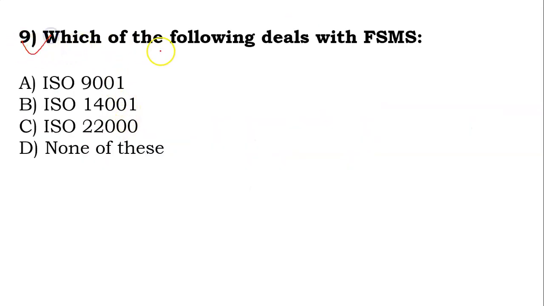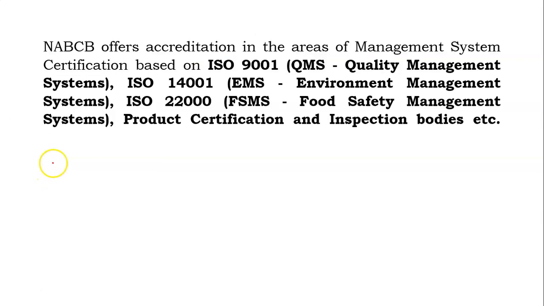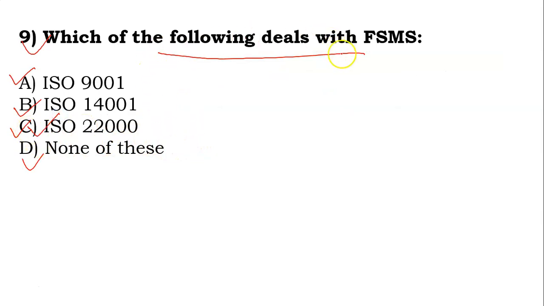Now the ninth question is: which of the following deals with the FSMS? Your options are ISO 9001, ISO 14001, ISO 20000, or none of the above. So friends, NABCB offers accreditation in the area of management system certification based on ISO 9001, which deals with the quality management system. ISO 14001 deals with the environmental management system, and ISO 20000 deals with the food safety management system. So your answer will be C, that is FSMS deals with ISO 20000.